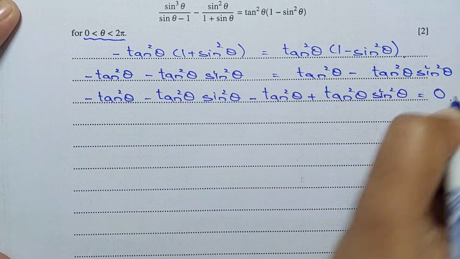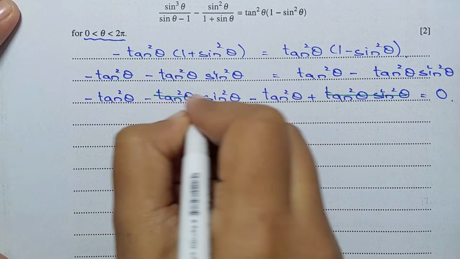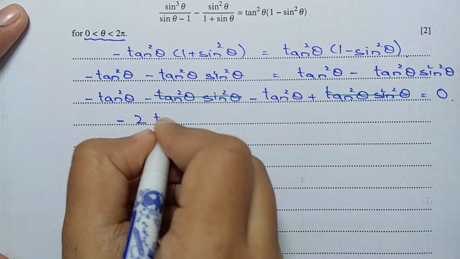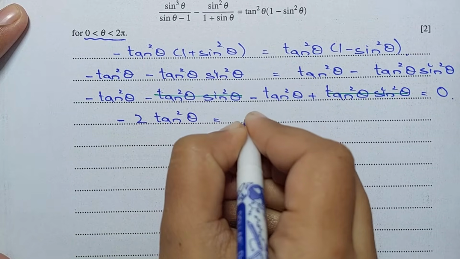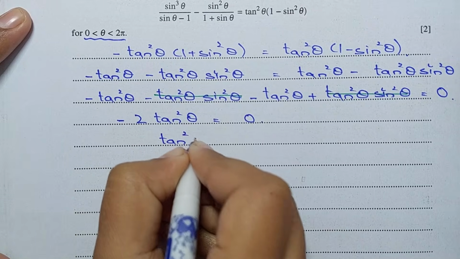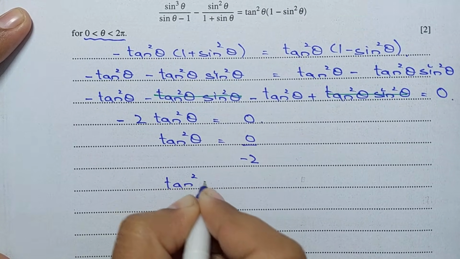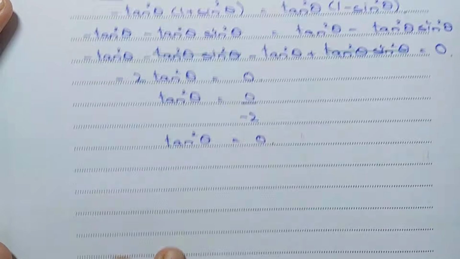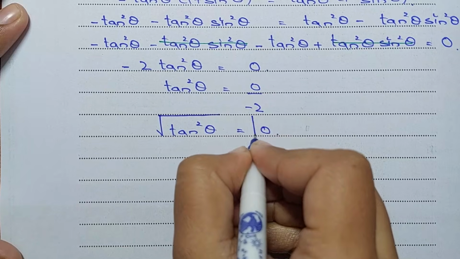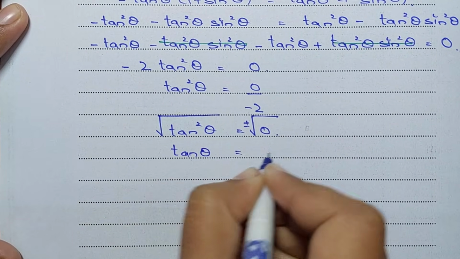This is equal to 0, right? Now we can cancel this plus with this minus, and we are left with minus 2 tangent square theta equals 0. Tangent square theta would be equal to 0 over minus 2. Tangent square theta is equal to 0, right? Taking a square root on both sides, plus minus 0. So from here tangent theta is equal to 0.